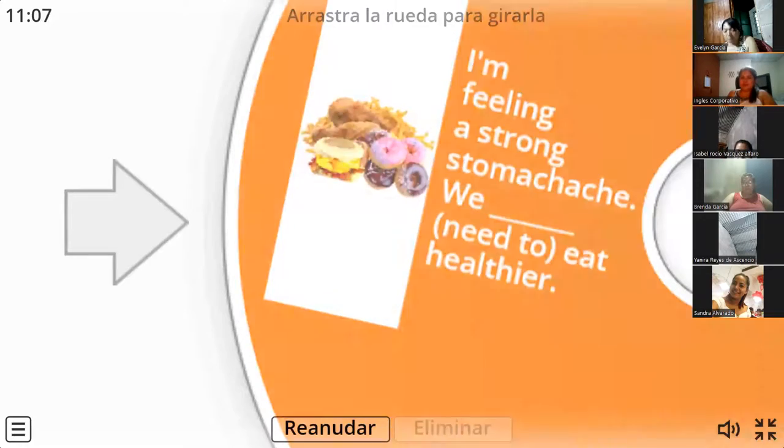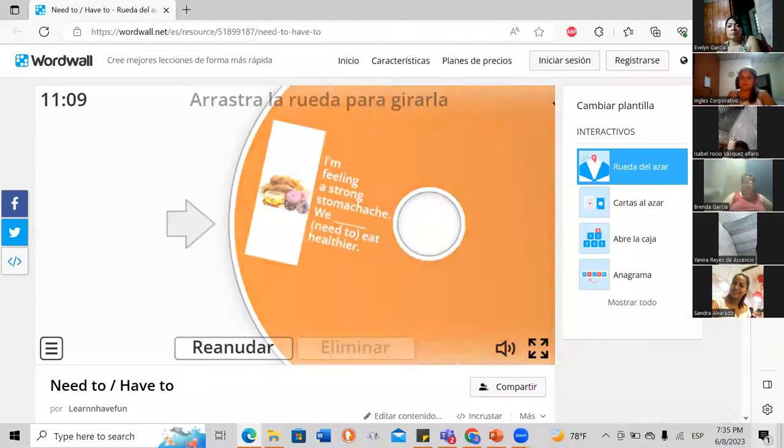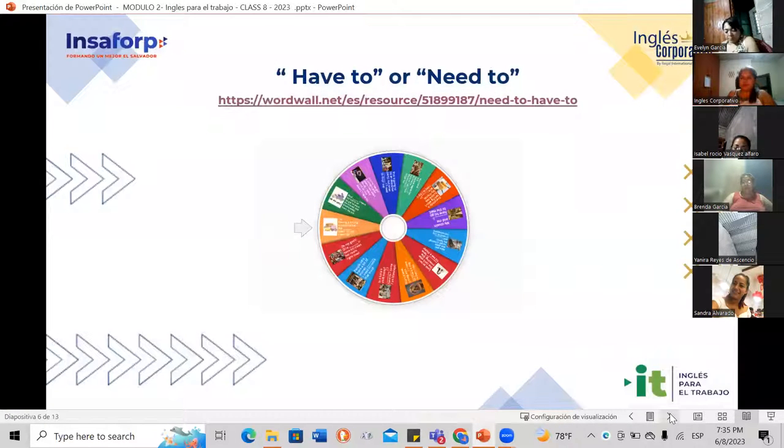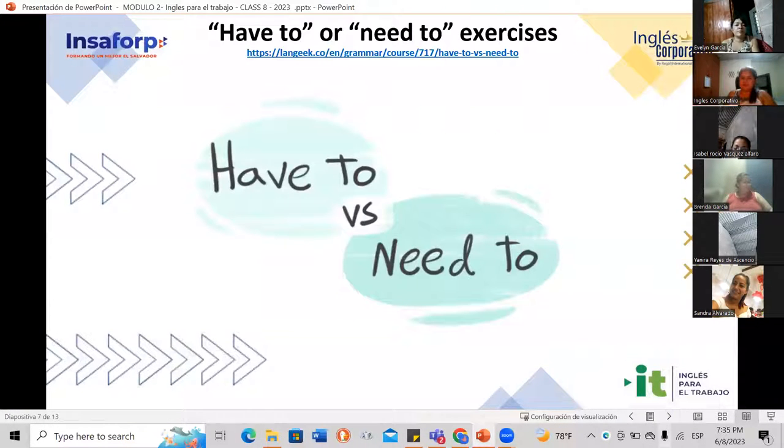Okay, very good. So let me continue. We have another activity. Okay, have to versus need to. We are going to make some sentences using have to or need to, but we are going to see some examples first. Let me see.